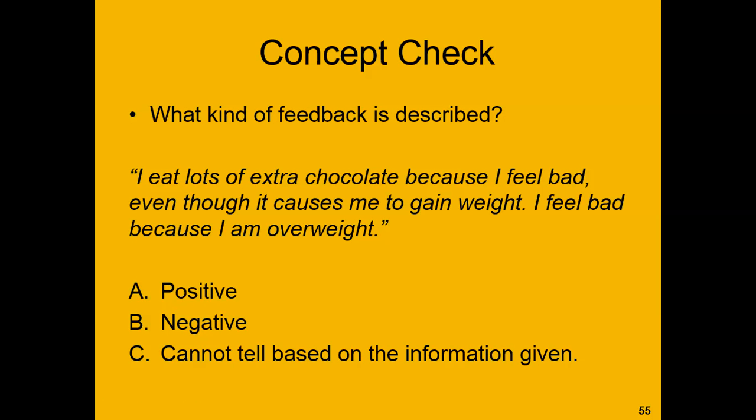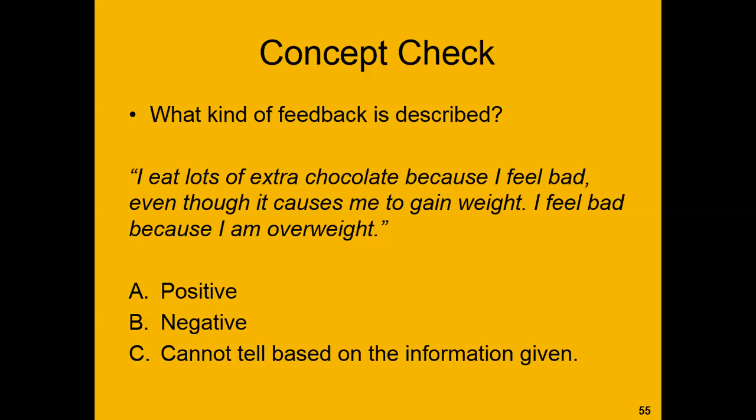So, concept check class. What kind of feedback have I described in this scenario? I eat lots of chocolate because I feel bad, even though it causes me to gain weight. And I feel bad because I am overweight. Is this a negative feedback loop where I'm moving back towards an original value or set predetermined value? Or is this a positive feedback loop where I'm amplifying a signal? Or can you not tell based on the information given? Go ahead and pause the video, check your notes, check your textbook, and get me an answer.